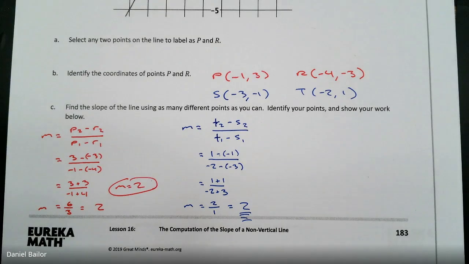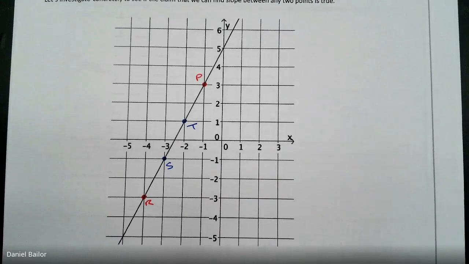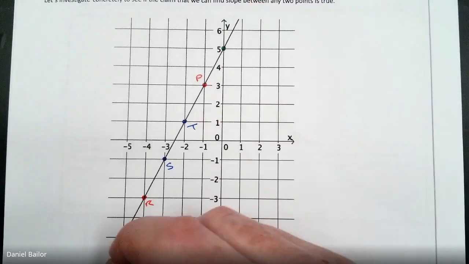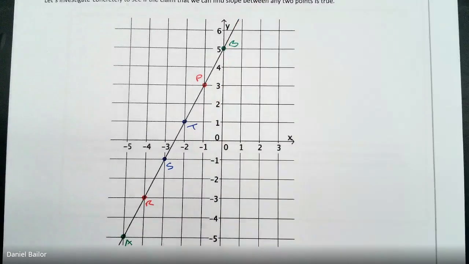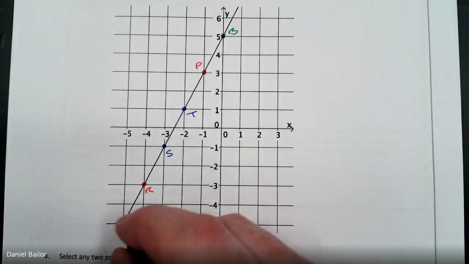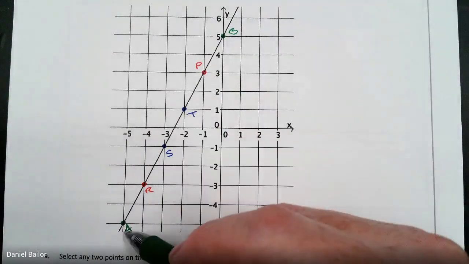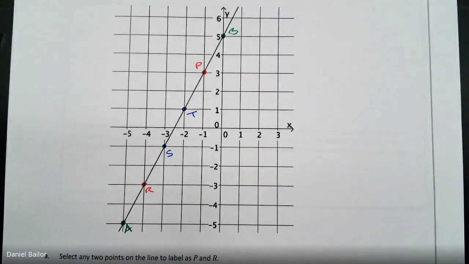What I'd like you to do this time is your free time. Pick any other coordinates you want. Maybe you want to pick this one and this one. We can do A and B. Or you can combine them. You can do A and B, or R and B, or T and A, or P and S. Whatever you want to do, keep practicing using the formula. The more you practice using this formula, the better you'll be.